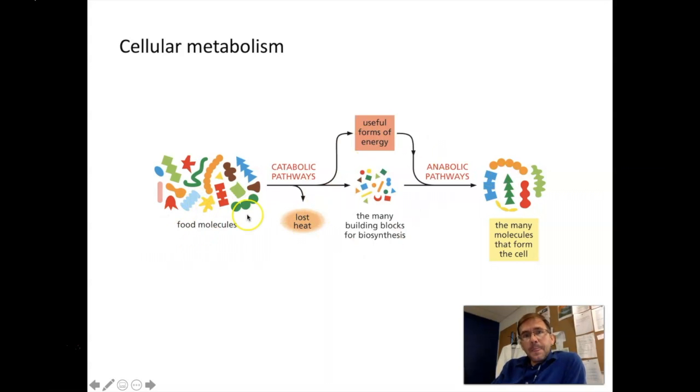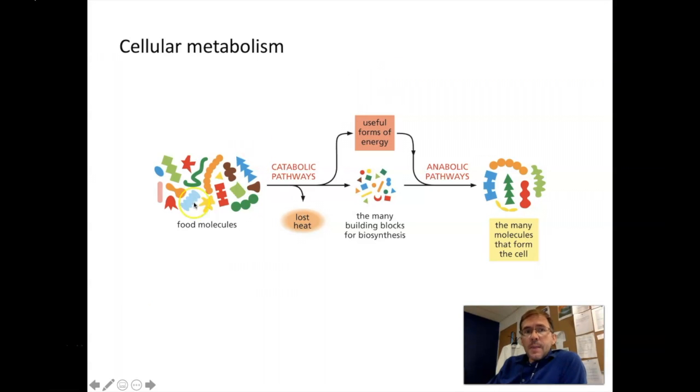So here we have food molecules shown being broken down, and when these food molecules are broken down and the bonds are broken, there's heat that's lost. And once these building blocks are kind of freed up, they can be used to synthesize something that's required at the cellular level. Okay? And some of this energy that's released can be converted into intermediate forms of useful energy that can be used to drive biochemical reactions.